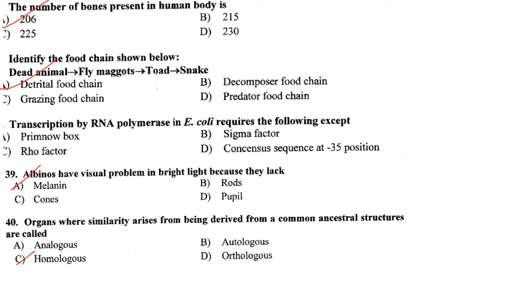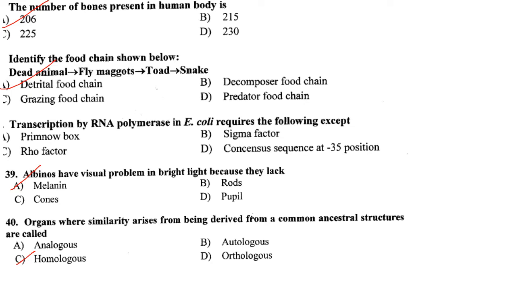Then the Pribnow box is a TATAAT sequence of 6 nucleotides that is an essential part of a promoter site of the DNA for transcription to occur in bacteria. So all these choices, whatever they have given, are required for transcription in E. coli. I don't know what was given in your answer key. I don't have the answer key with me, so it might be a printing mistake.